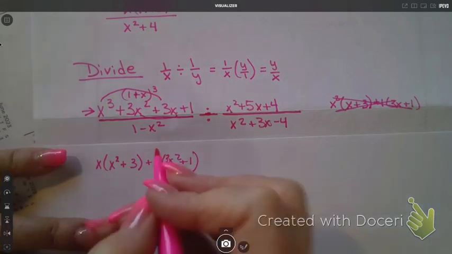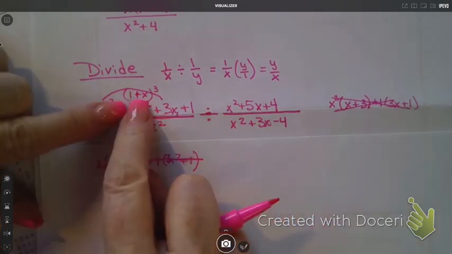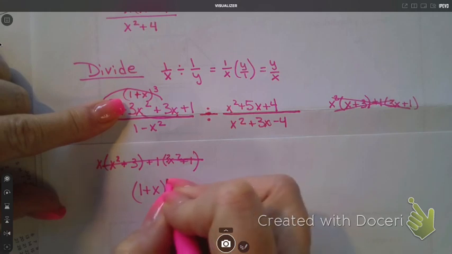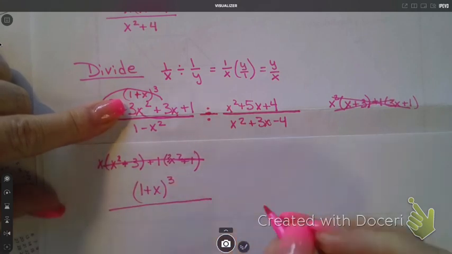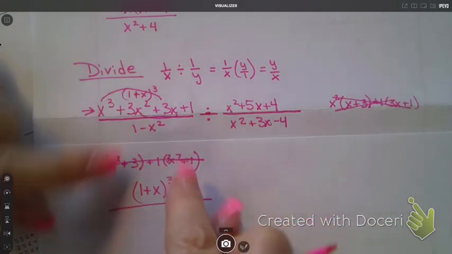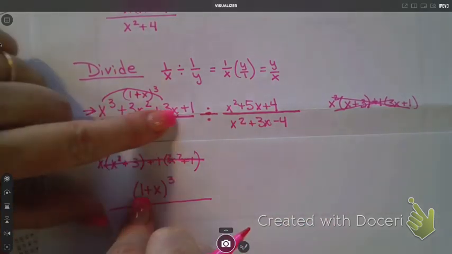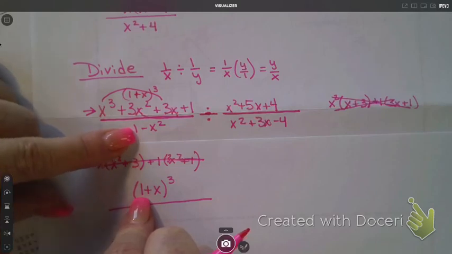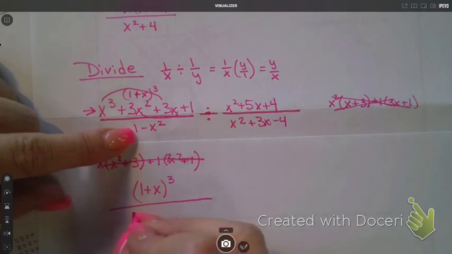Okay, I'm going to have to think of how to explain it. But this is what it is. 1 plus x cubed. My brain is not thinking. Lack of oxygen. I'm going to tell you it is. If we multiplied it all out, we get this, okay? I promise you. Okay, can I factor this? 1 minus x squared? Yeah. 1 minus x, 1 plus x.